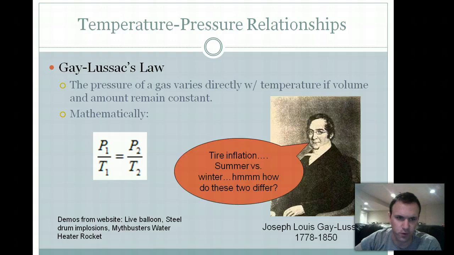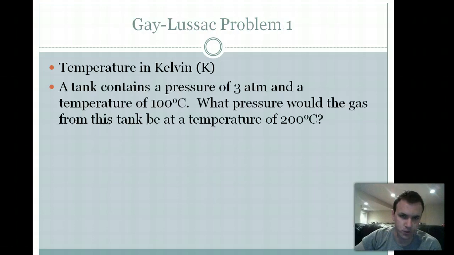This equation should look very similar to Charles' law, and it does, except now we have pressure, so you need to be paying attention to the units of atmospheres here. All right, but you solve it exactly the same way, so there's no difference here. You're still going to cross multiply to get to your variable, your unknown. Temperatures need to be in Kelvin.